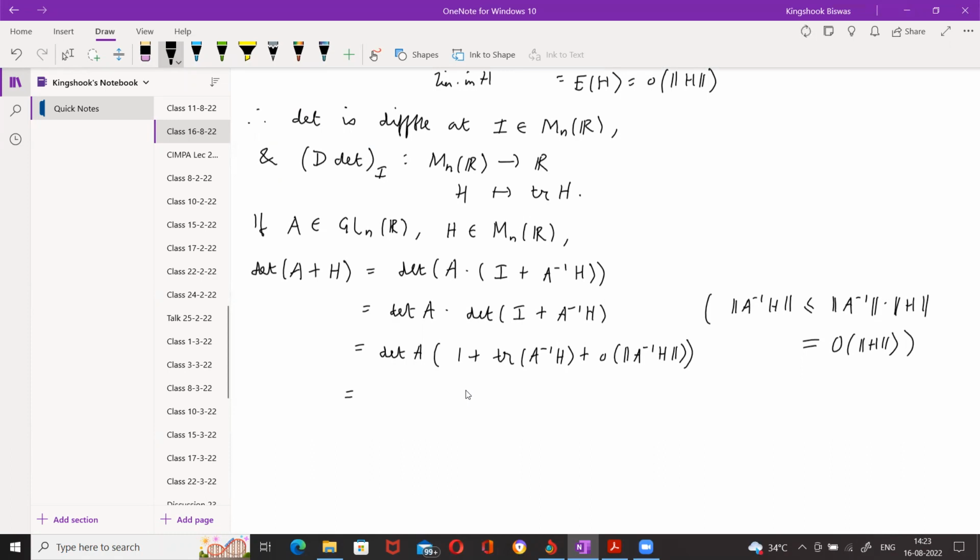So then I multiply by determinant A. What I get is determinant A plus determinant A times this trace. So let me take the determinant inside the trace. Then I get trace of determinant A times A inverse, and then times H. And then plus, well, norm of A inverse H is big O of norm H, and little o of this will therefore be a little o of norm H.